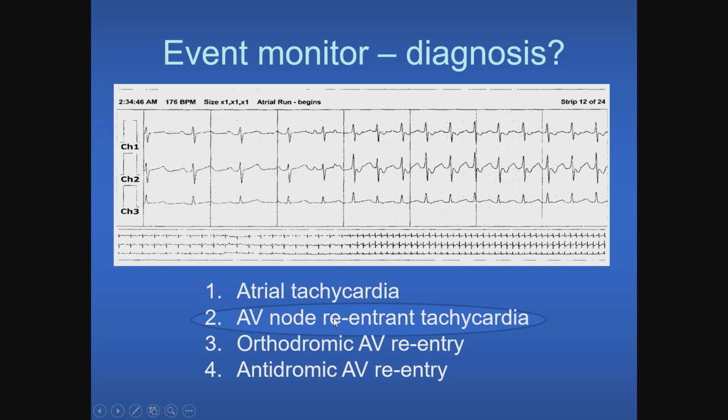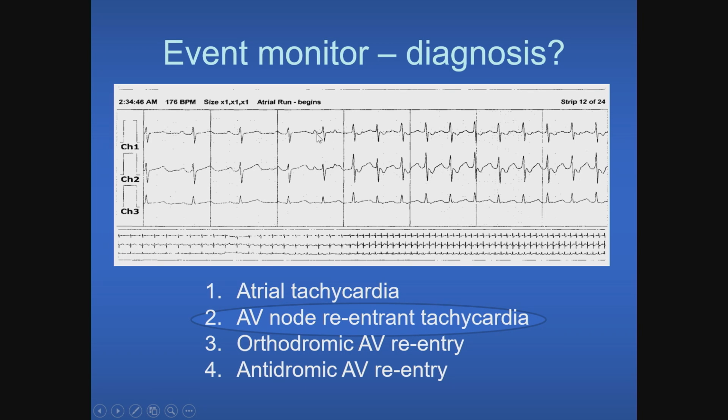So the answer is AV node reentrant tachycardia, and I'll show you why. Here we have a simultaneous ECG from a Holter monitor, and we see there's a P wave and a QRS, a P wave and a QRS, a P wave and a QRS. But here we see 2 premature atrial contractions.